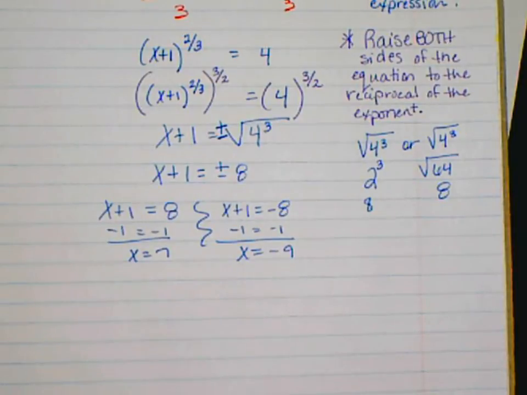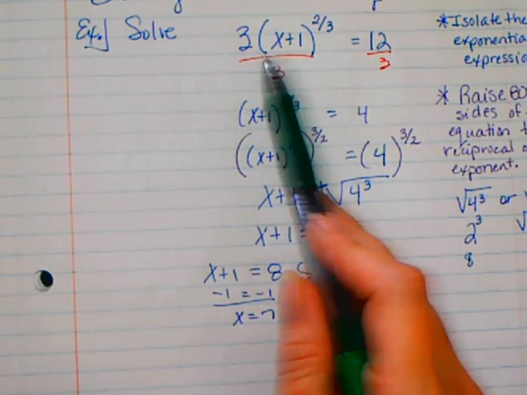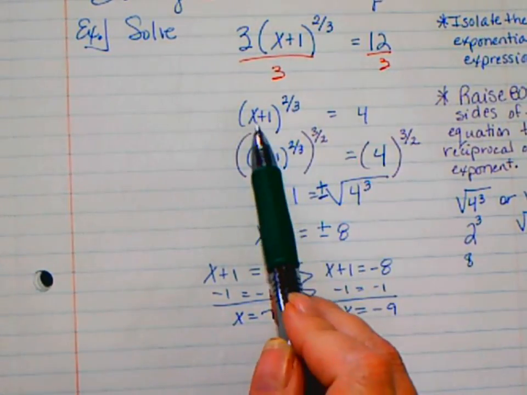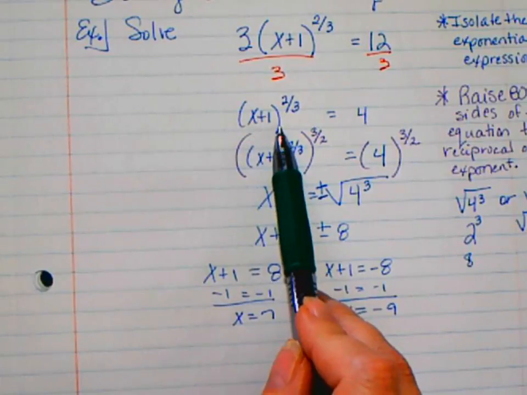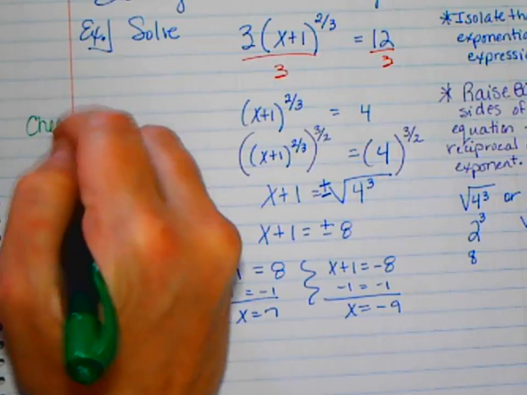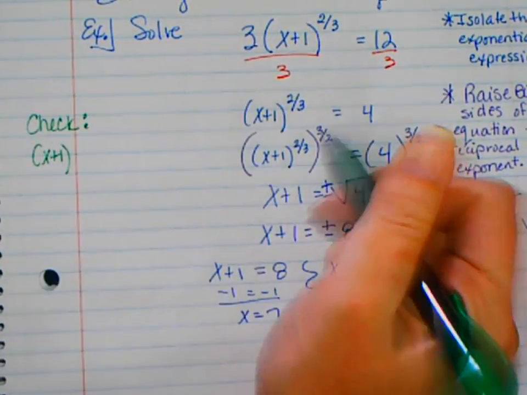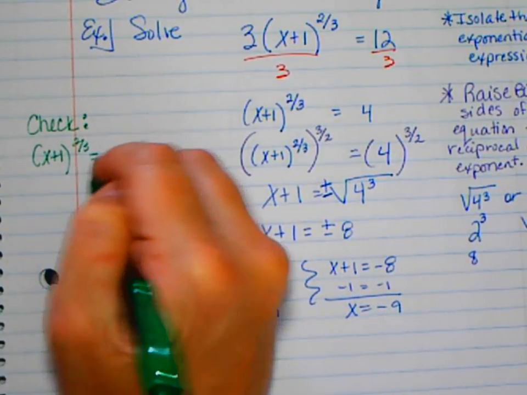I want to make sure I don't have anything extraneous, because you just never know. Or make sure I did it right. Because sometimes it may not be extraneous. It may be that you just did it wrong. And you don't know which, really. When I'm checking, again, I can either plug it into the original equation or I can plug it into the part of the equation where I isolated my parentheses. That's what I prefer. So when I check, I'm going to plug it into x plus 1 quantity raised to the 2/3 equals 4.